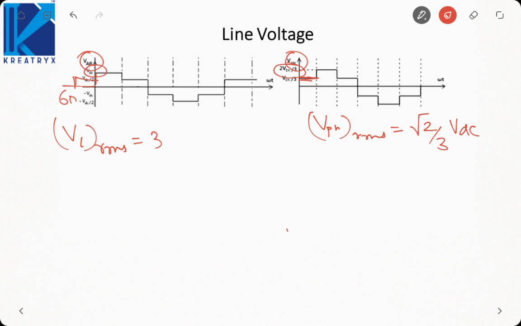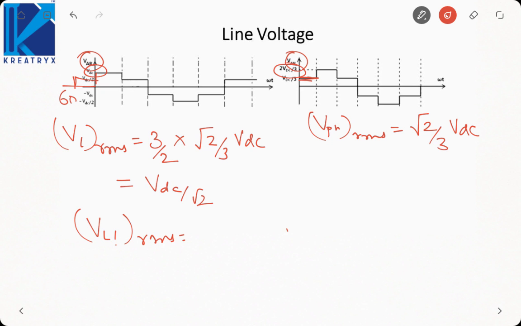We have to multiply it by 3 by 2 because all values have been scaled by a factor of 3 by 2. So it becomes VDC by root 2. So what is the fundamental RMS? It is 3 VDC by pi under root 2.